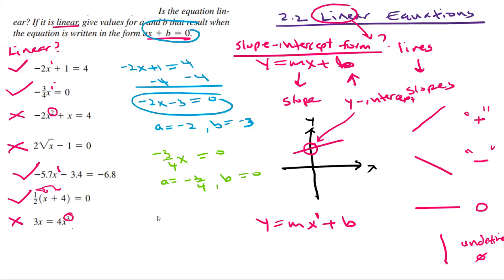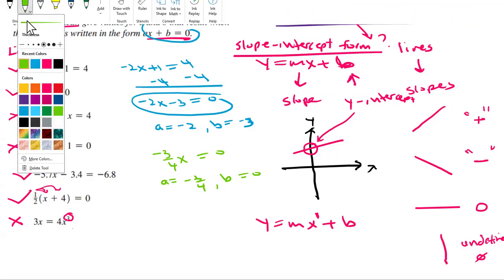Okay, what about the third one there? Again, this is not linear, so we don't have to worry about it. This one's not linear, so we don't have to worry about it. But we do need to worry about these next two.